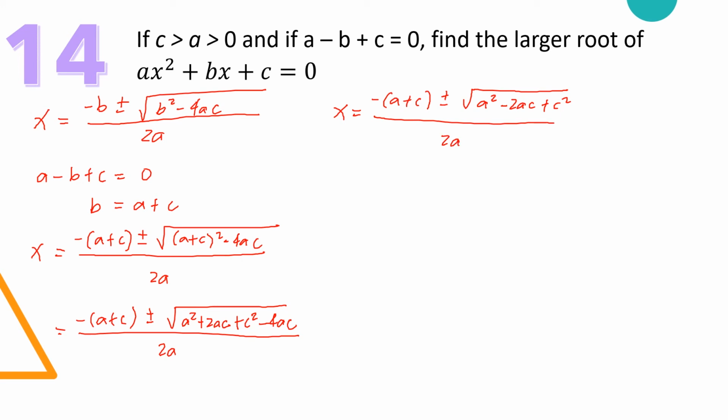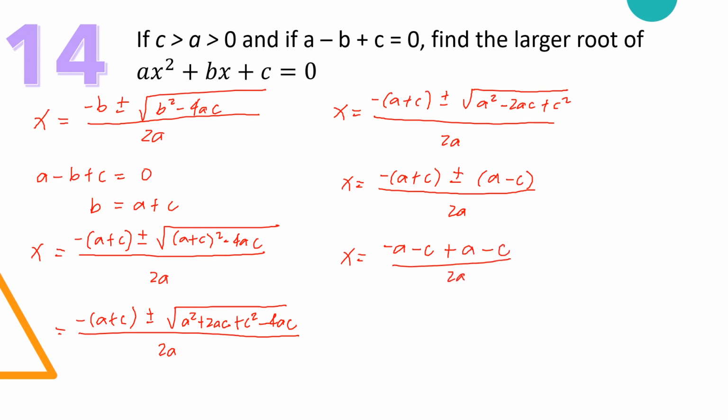A squared minus 2ac plus c squared is a perfect square trinomial. Then we have negative of a plus c plus minus a minus c all over 2a. So we have the two values for x, which are the two roots of the given quadratic equation. x is equal to negative a minus c plus a minus c over 2a, and the other root as negative a minus c minus a plus c over 2a.